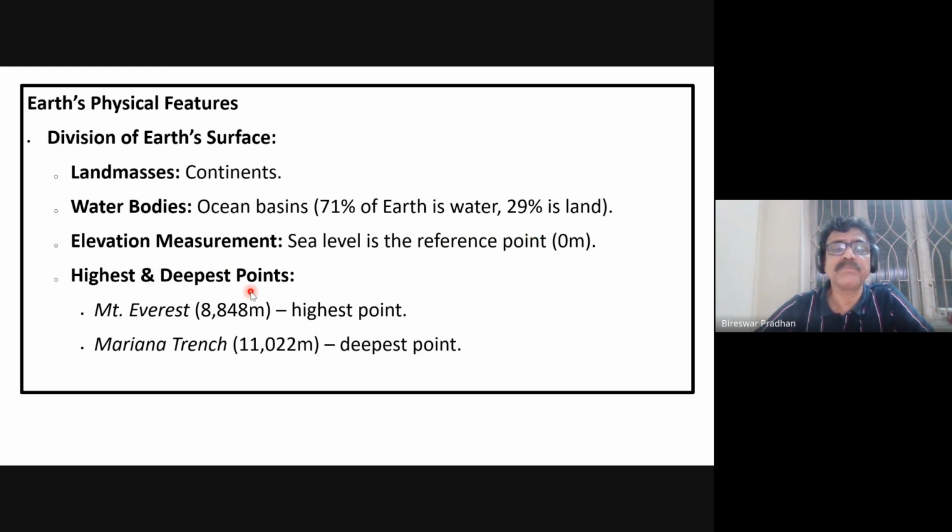Elevation measurement: sea level is the reference point, 0 meters. Highest and deepest points: Mount Everest is 8,840 meters, and this is the highest point. The Mariana Trench is the deepest point. So there is a difference between the highest point and the deepest point.